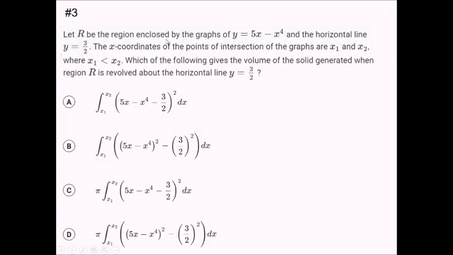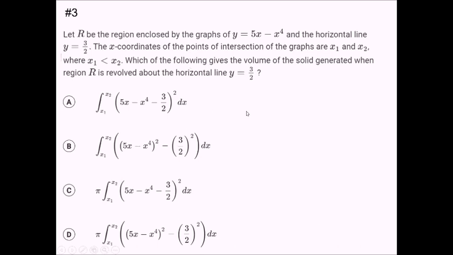On this problem, which is a no calculator problem, they're telling us R is the region enclosed by the graph of y equals 5x minus x to the 4th and the horizontal line y equals 3/2. And we have some points of intersection, which we're calling x1 and x2, and x1 is smaller than x2. We want to know which expression gives our volume when we revolve this region around the line y equals 3/2.